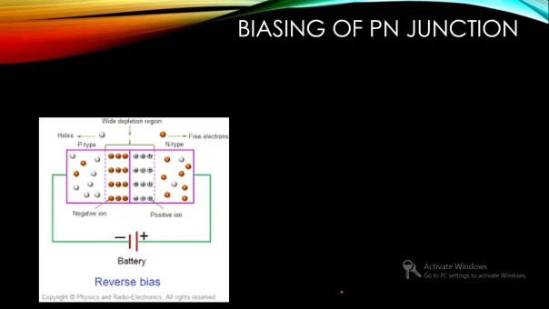Now coming back to the second kind of biasing, we will be seeing the reverse biased PN junction. From the name itself, reverse biasing means opposite polarities are connected.